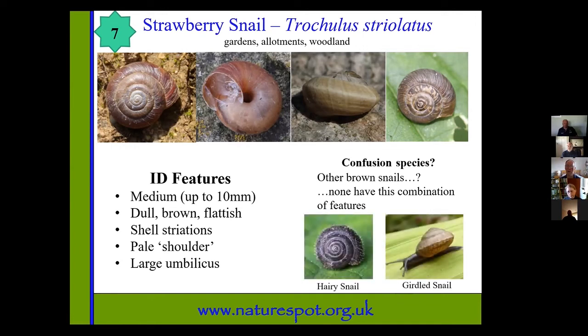The only other ones that you might come across that are vaguely similar: the hairy snail looks brown until you look really closely, and it's covered in hairs, although those hairs can wear off with older mature specimens. But this is much rounder. And the other species, which isn't very common but is spreading, is the girdle snail, which also has the shoulder with the white stripe around it. But in this case, it's not really a shoulder, it's a keel. It's a very sharp edge to the shell there.